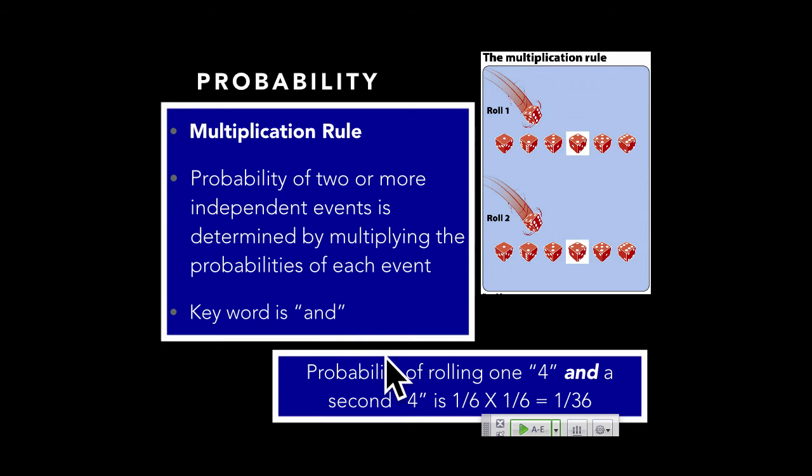So in this example, the probability of rolling a 4 and a second 4, those are independent events. The rolling of the die the first time should not affect the second outcome. So you multiply them together: the probability is 1/6 of rolling a 4 the first time, 1/6 of rolling a 4 the second time, or 1/36 for rolling both of them in succession. Okay? Straightforward? Okay.